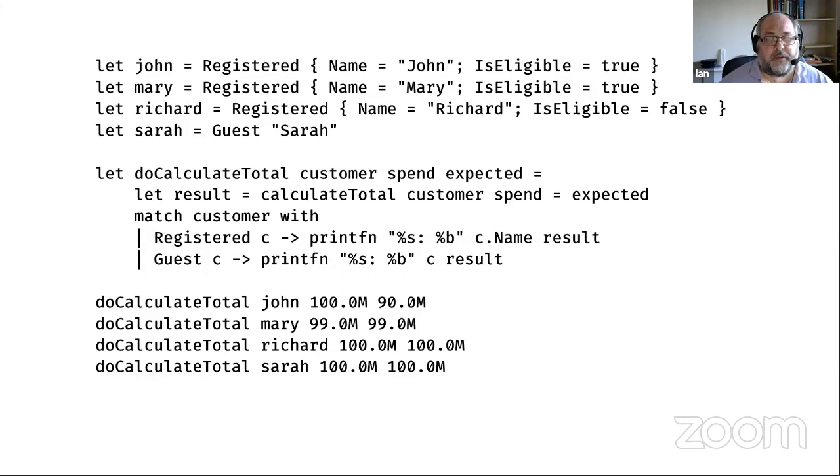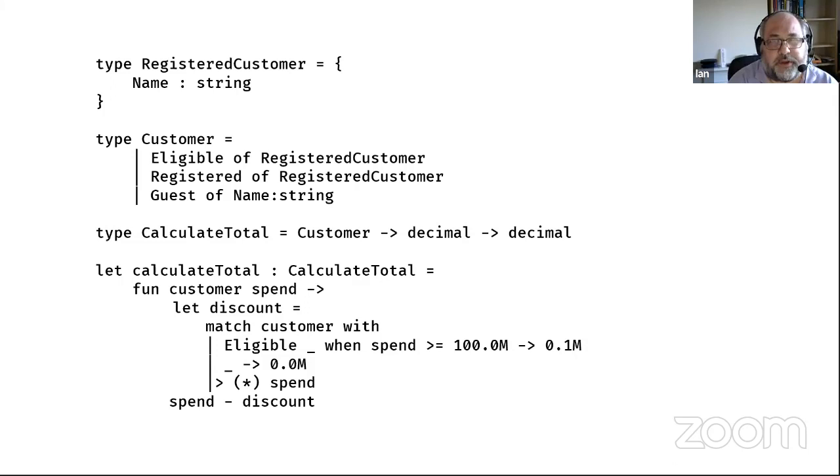That's got registered in. What I want to do now is make eligible a first class citizen as well. So to do that, I'm going to remove the is eligible flag from registered customer, and I'm going to add eligible as one of the OR types to customer. So I can either be eligible of a registered customer, registered of a registered customer, or a guest of string. So I'm one of the three. I can't be anything else.